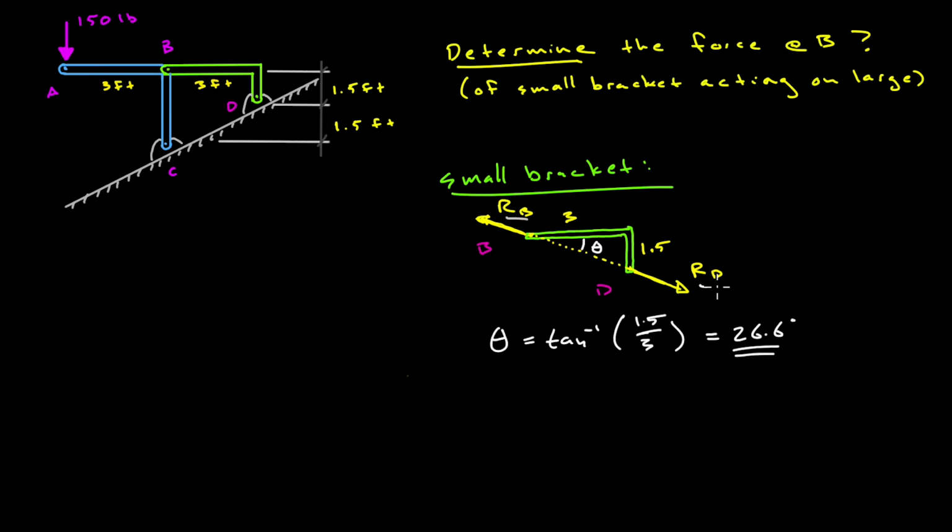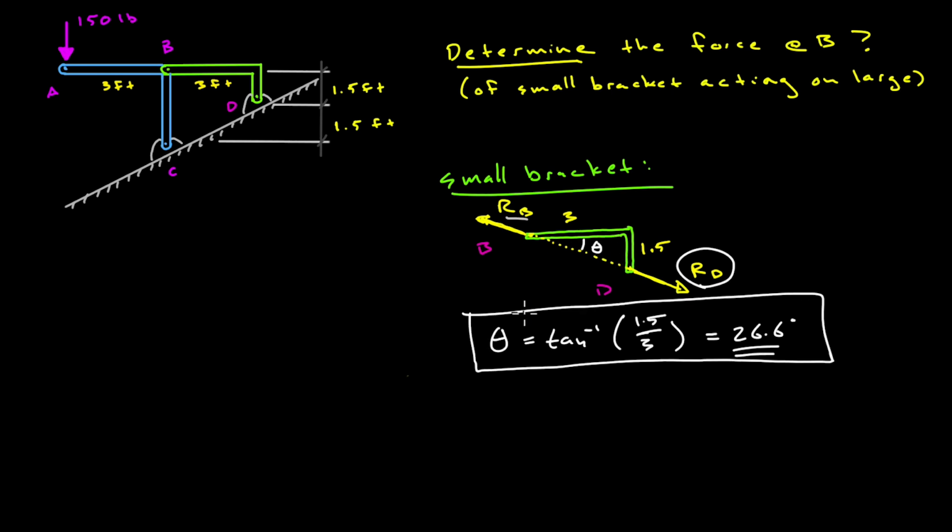So we can't really get the magnitudes of these forces at this point, but knowing the direction of this force is actually going to help us tremendously with the second part of this problem. So let's just box this up for now. We know the angle with respect to the horizontal here of RB. Let's see how that helps us with the second part of this problem.